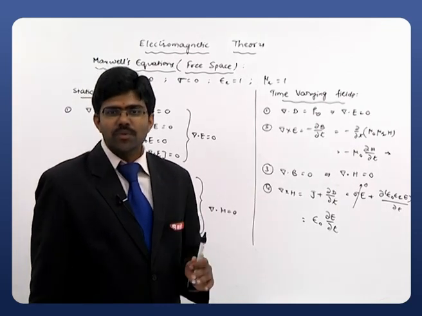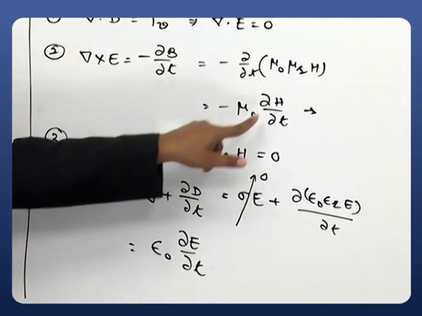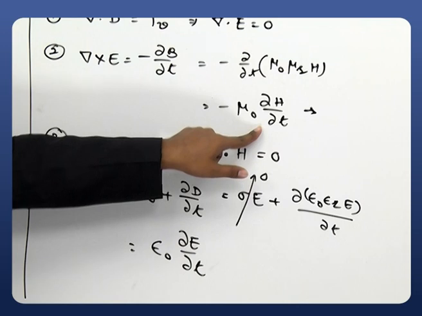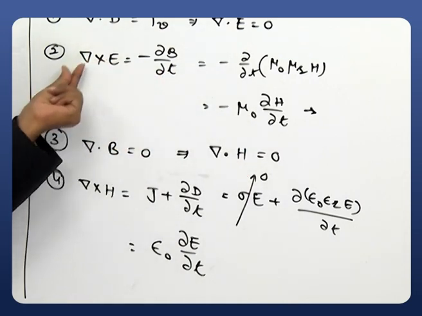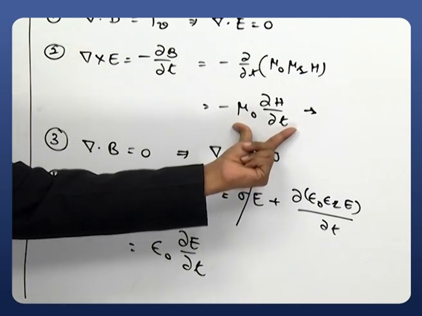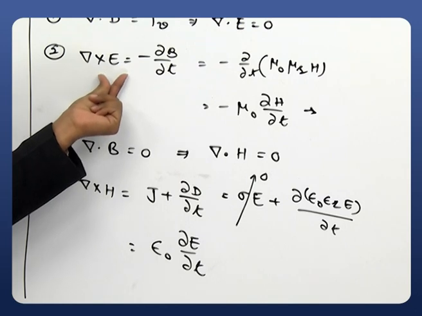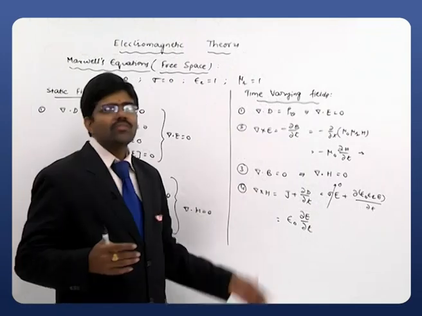How can we say that it is perpendicular? Clearly observe the result. Del cross E is equal to a varying magnetic field. The cross product of two vectors generates a third vector which is perpendicular to both. So here the result we are getting, a time varying magnetic field is perpendicular to E. Here also a time varying electric field is perpendicular to H.